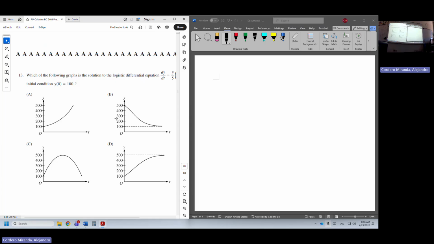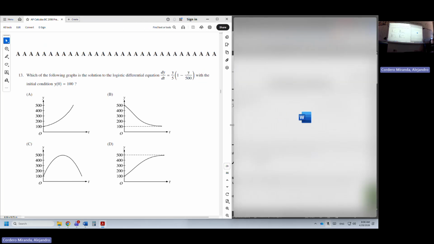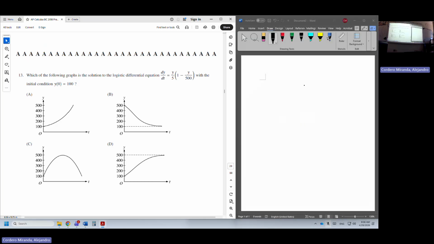Which of the following logistic? Yeah, this one is BC only. But how can I include both? Oh, I have an idea. There. Okay, I need the Word document open so that people can see what I'm writing on the video.